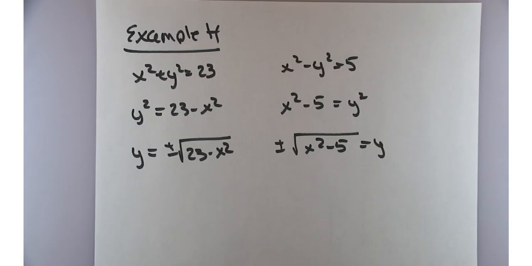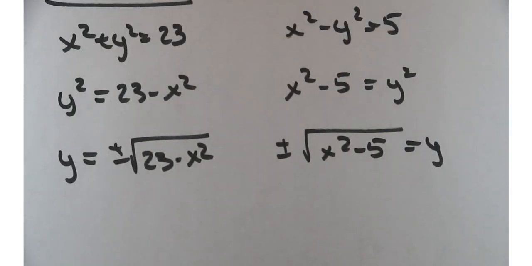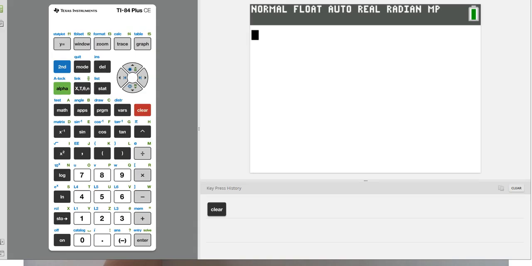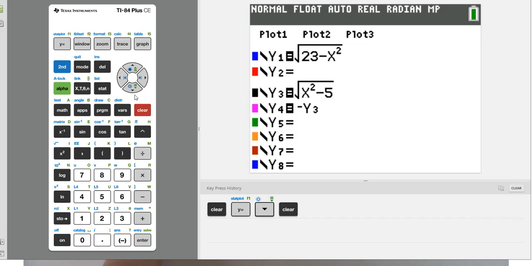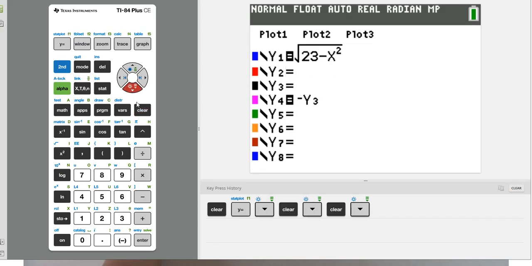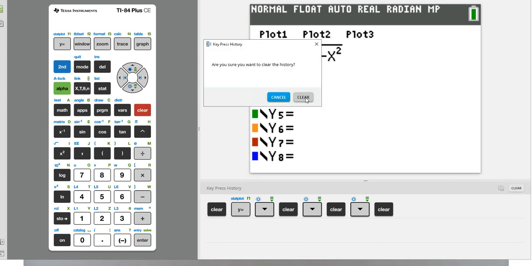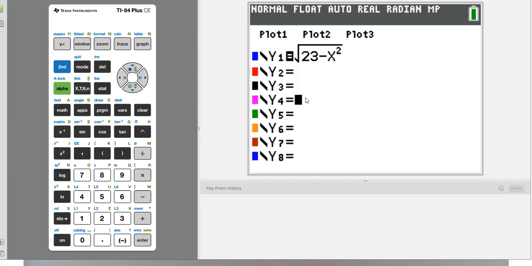But I'm going to show you another little trick here in terms of plugging those in. I need to plug them in separately. I don't have a plus or minus that's going to work with my calculator. So hit the y equals key on your graphing calculator. And let me just clear out some of this stuff here. I've already got one of these equations in. So in y1, we'll put the square root of 23 minus x squared.